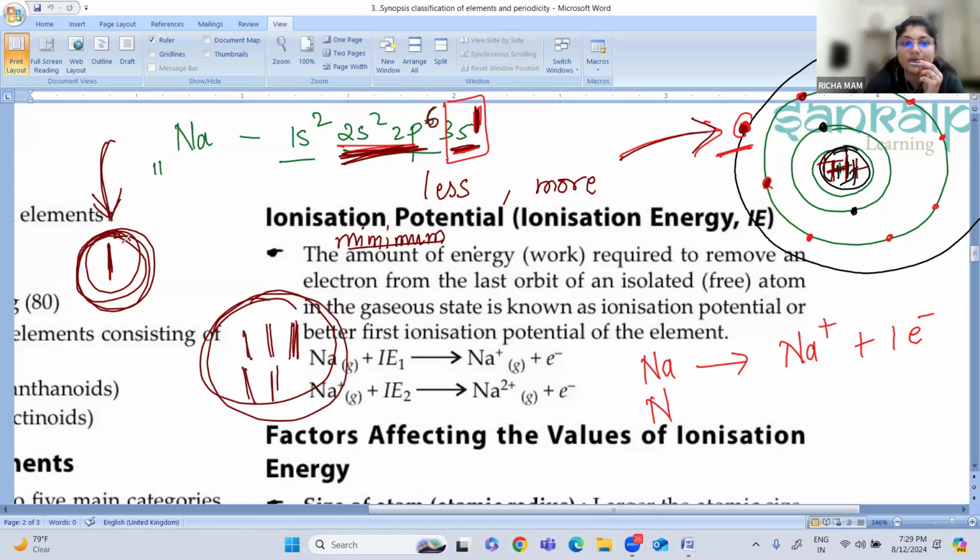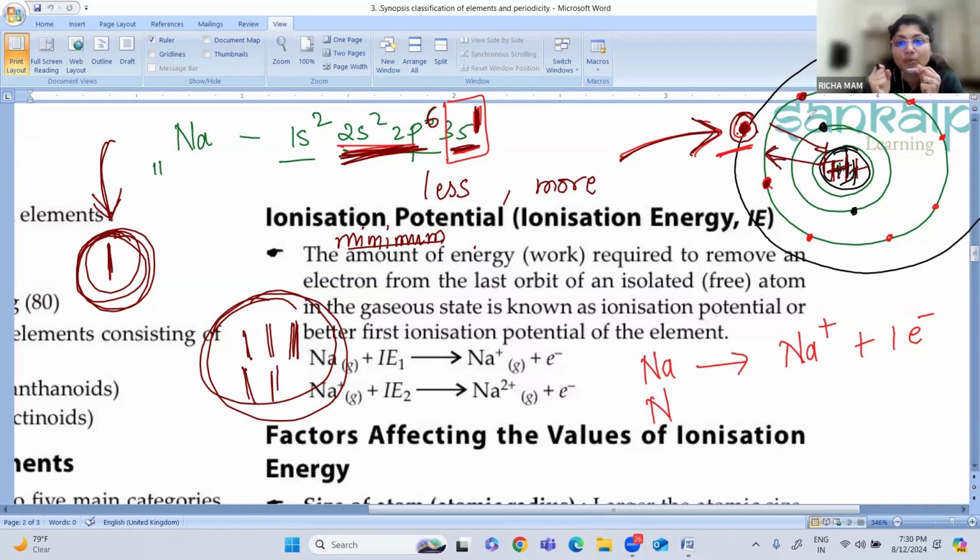So here also, when you want to remove the single electron, the energy required will be less as compared to when you are in a complete shell. And that too the shell is nearer to the nucleus. So the attraction between the nucleus and the electron will be more. It will tend to hold all the electrons more tightly.